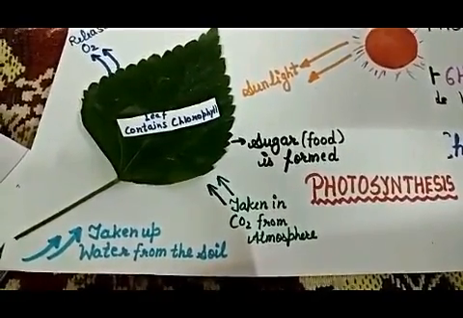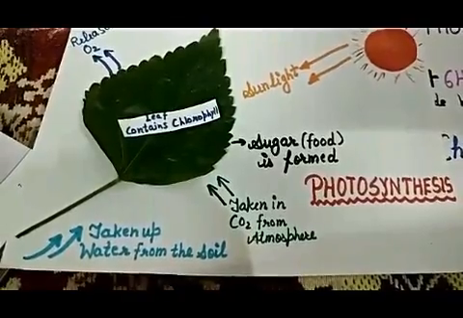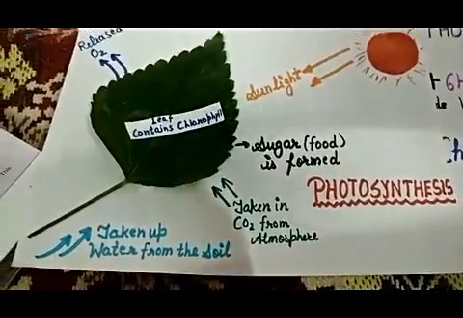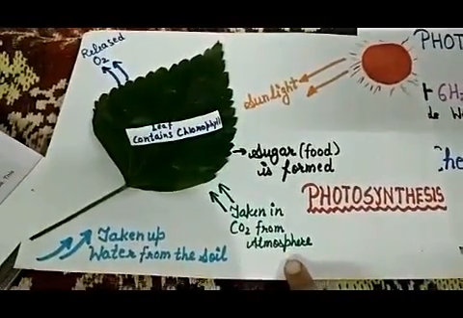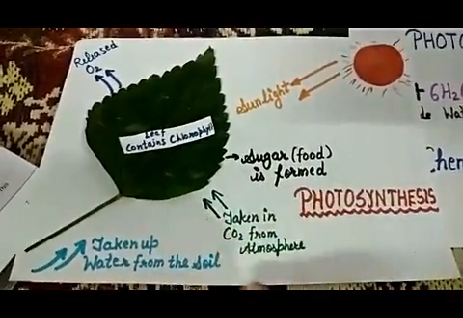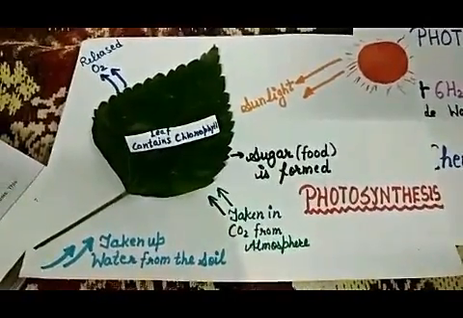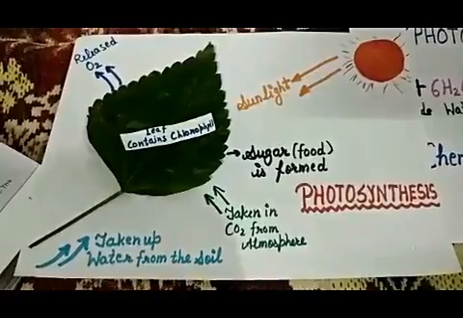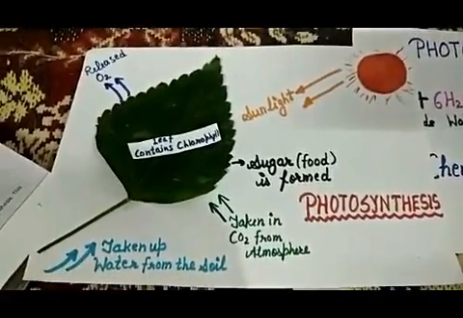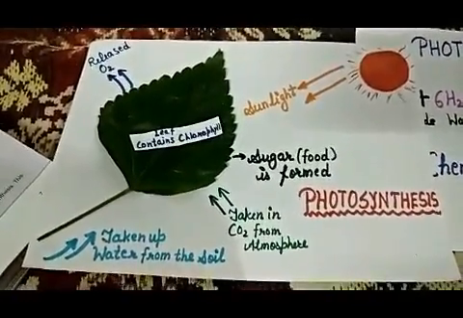And at last, photosynthesis maintains a balance between oxygen and carbon dioxide in the atmosphere. This balance will be disturbed in the absence of photosynthesis. Thus, life would be impossible without photosynthesis.